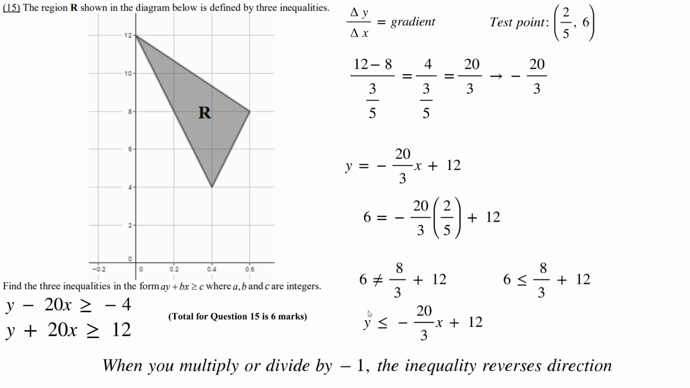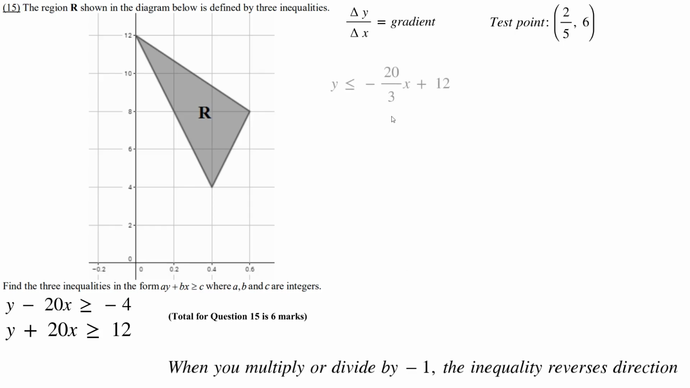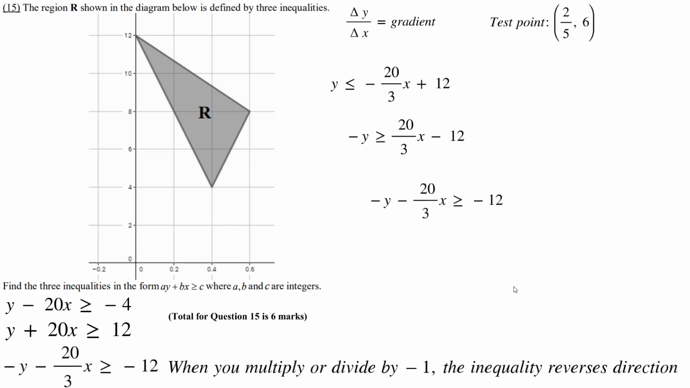So just do it this way. If you multiply or divide by minus 1, an inequality always changes the direction it's facing. So if it was facing right, it'll go to left. If it was facing left, it'll go to right. So just multiply by minus 1 on both sides to get that: minus y is greater or equal to 20 over 3x minus 12. So it changes direction. Whenever you multiply or divide by minus 1, the inequality reverses direction. And now we can get that in the form we want: minus y minus 20 over 3x is greater or equal to minus 12. So that's the last inequality.